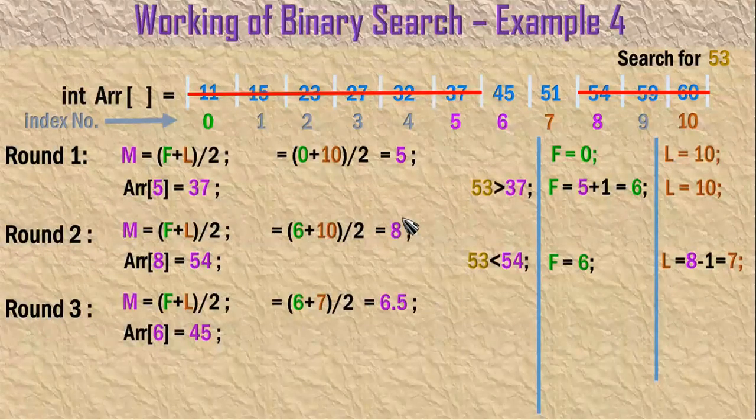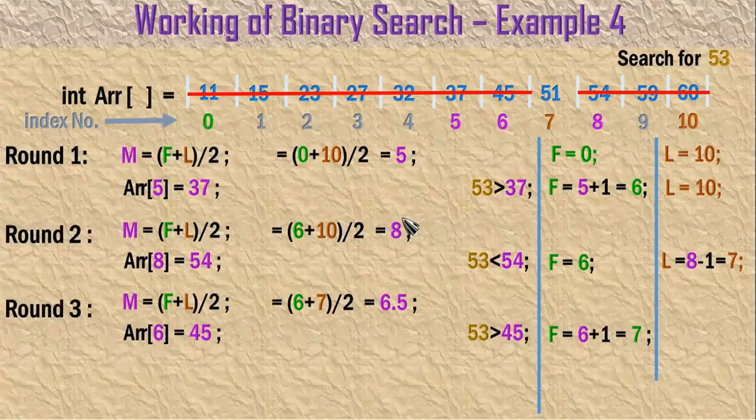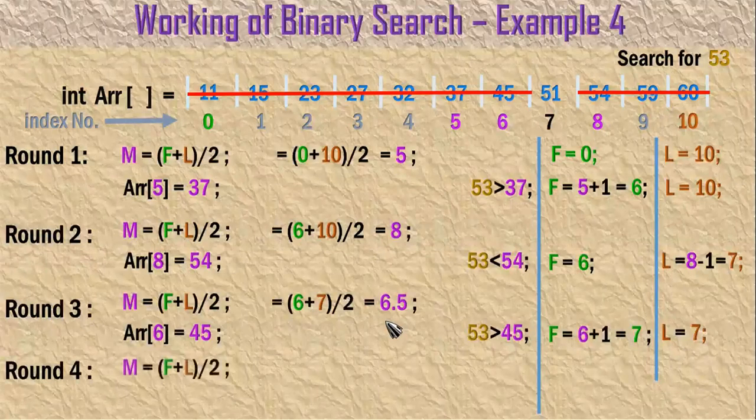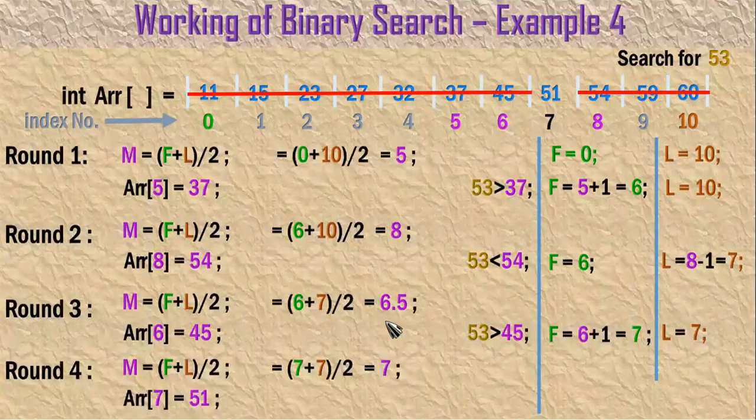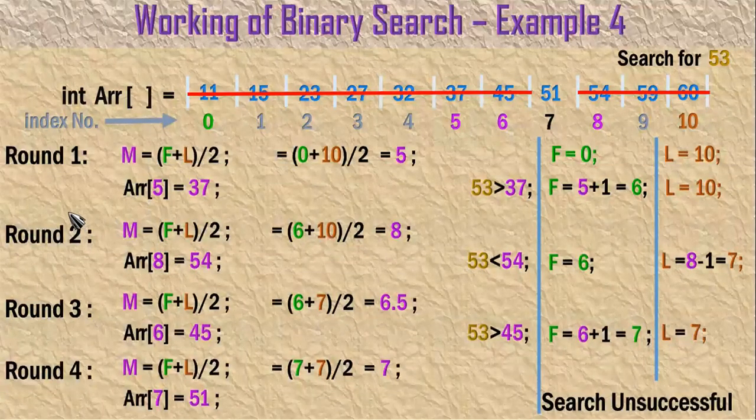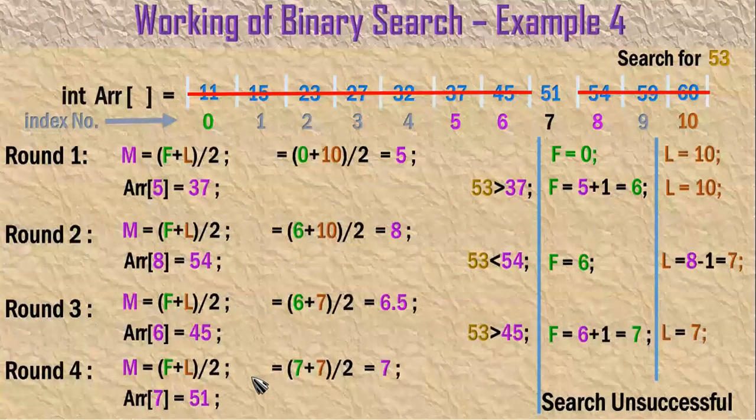At 6, 45 is available. 45 is lesser than 53. So we don't need to search in the first half. So the index number of the first element will be middle index plus 1, that is 6 plus 1 is equal to 7. And the last index is also 7. So at round 4, 7 plus 7 divided by 2 is equal to 7. So at index 7, 51 is available, which is not correct. Being first index and last index are the same, the search stops. Then it becomes unsuccessful.